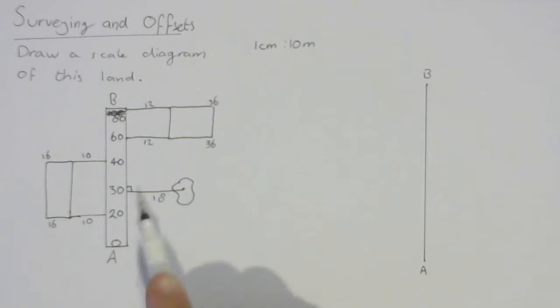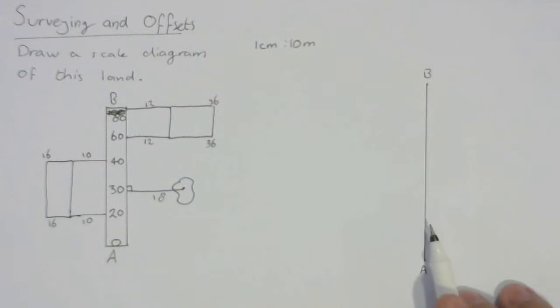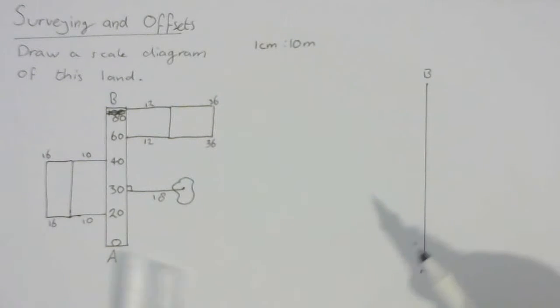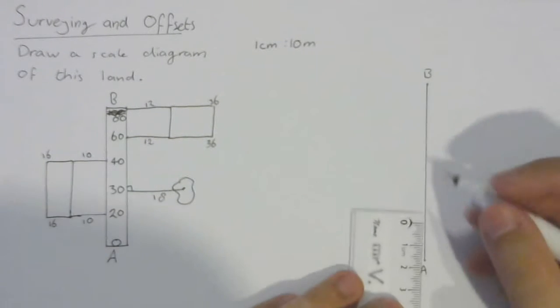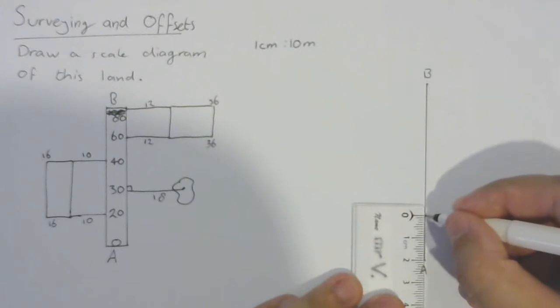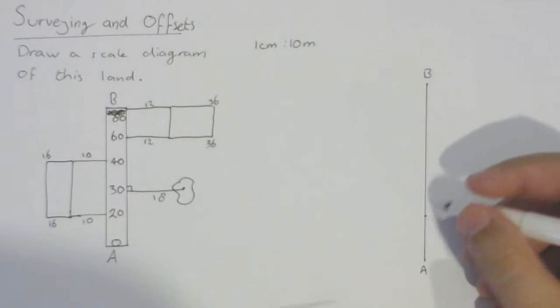Now what we're going to do is for each of these individual measurements, we're going to measure along our survey line and then measure out to that point. So let's do that. 20 meters is going to be 2 centimeters on my scale drawing. So that's this far down my survey line.